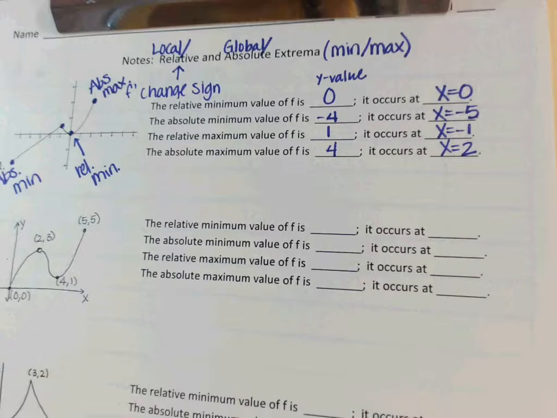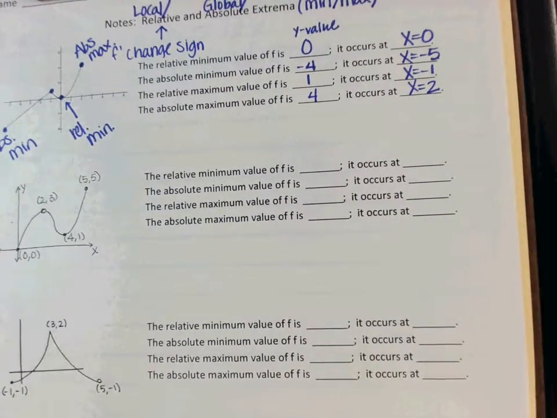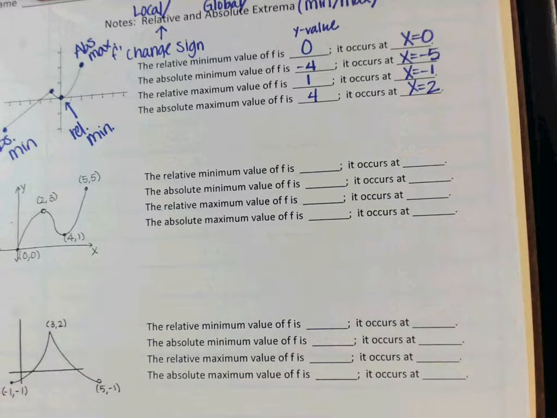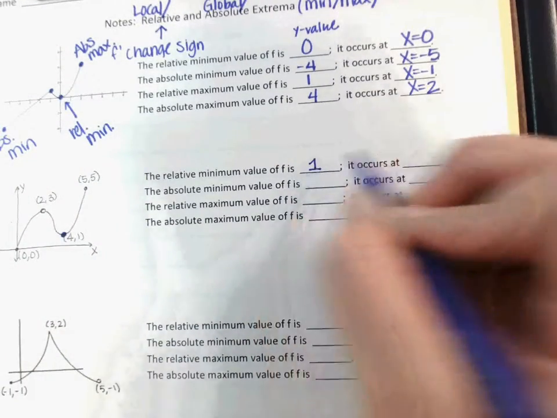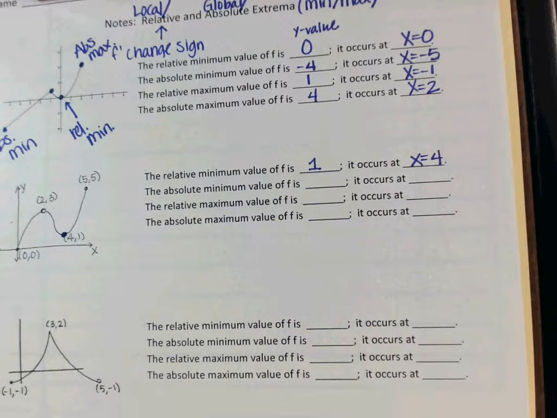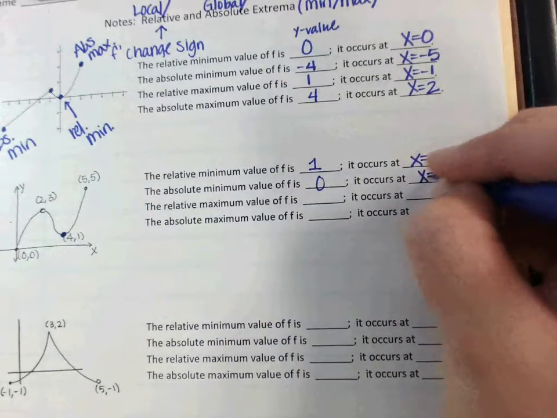Come down to the next graph. Do I have a relative low point or a relative minimum on the next graph? Where? Relative, there has to be a sign change. There has to be a dip. So it would be 4, 1. The relative min is 1. It occurs at 4. But the absolute minimum occurs where? At 0. It occurs at 0.